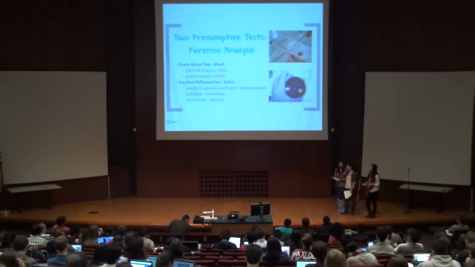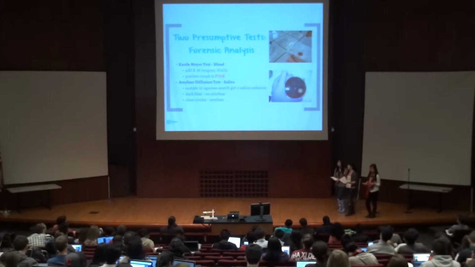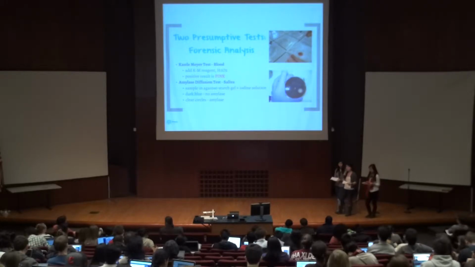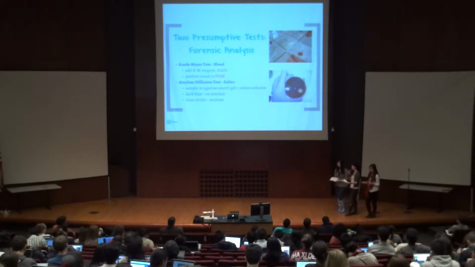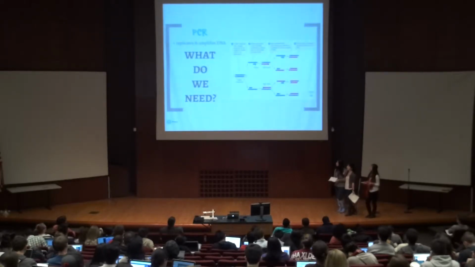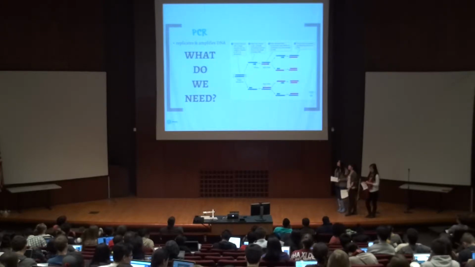And for the broken glass rim, we did the amylase diffusion test to test if saliva is present. This is when we put the agar starch gel and iodine solution and put the sample in it. If there is a blue stain, it means that starch is present and amylase is not. And if there's a clear circle, it means that amylase is present because it broke down the starch. When we did this test, there were no clear circles, so it means that saliva was not present. And with the DNA found in the blood, we decided to carry out PCR to amplify the DNA.